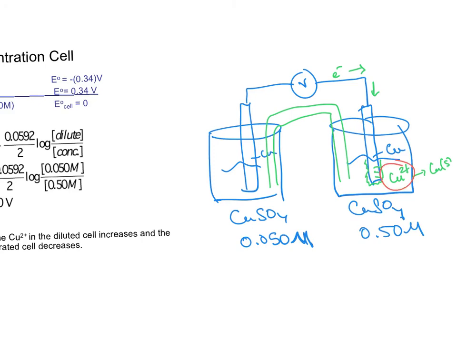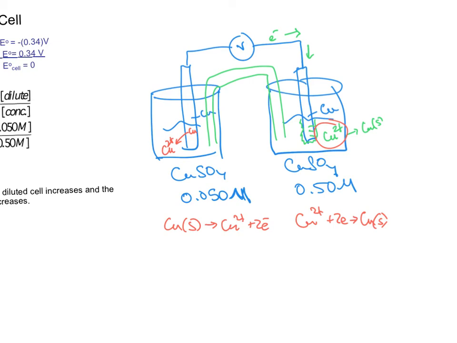All right, now on the other side, what happened? How did the electrons end up moving? So on the left-hand side, the copper solid became copper 2 plus. So this was copper solid here. So you've got copper solid becoming copper 2 plus and 2 electrons. On the right-hand side, you've got copper 2 plus and 2 electrons forming copper solid.